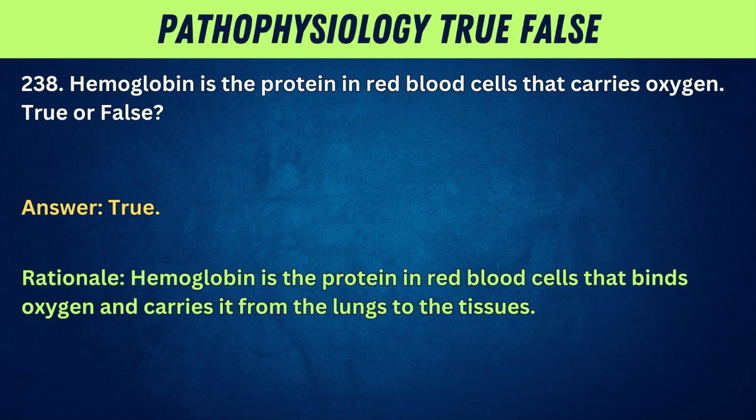238. Hemoglobin is the protein in red blood cells that carries oxygen. True or false? Answer: true. Rationale: hemoglobin is the protein in red blood cells that binds oxygen and carries it from the lungs to the tissues.